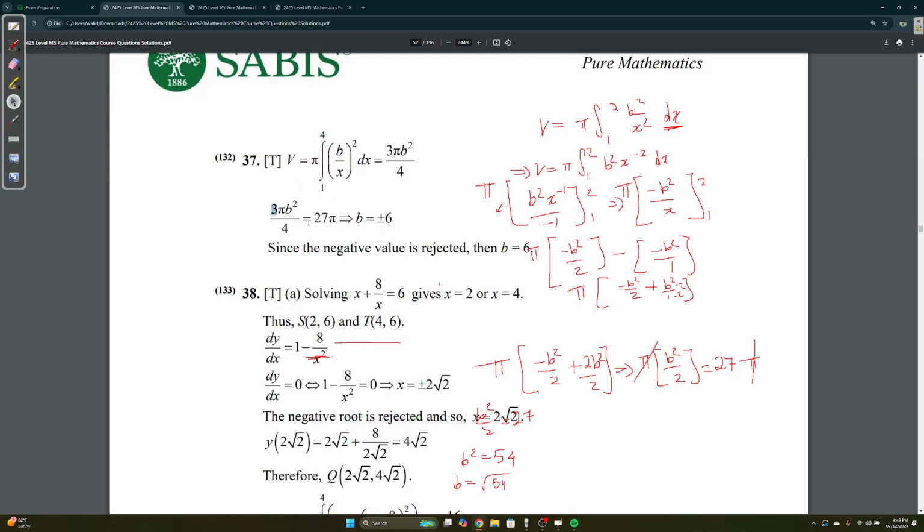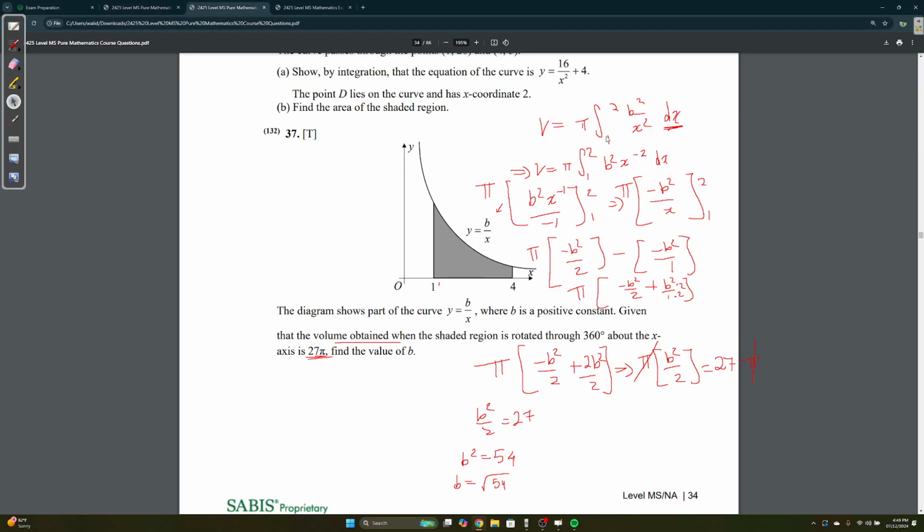How did they get 3? B squared over x squared from 1 to 4. And why am I taking from 1 to 2?